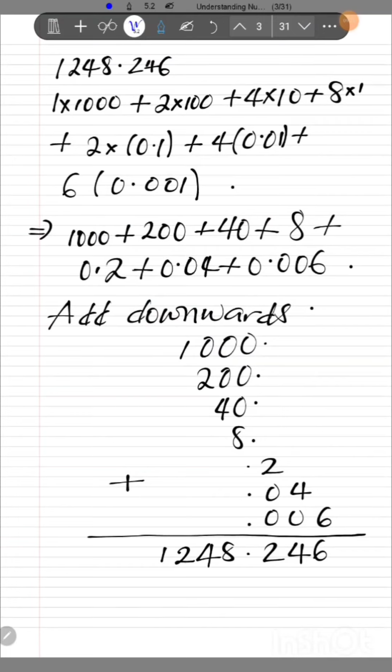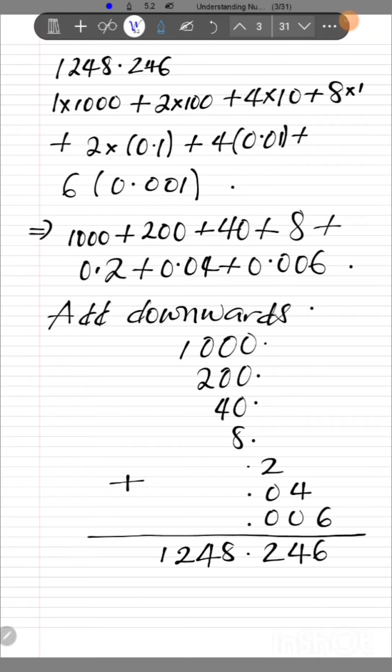Here it comes now in the expanded form. 1248.246. 1,000, 200, 4 which is 40, 4 times 10, and 8. You can simply see it, 1,248. The decimal part, 2 times 0.1, 4 times 0.01, 6 times 0.001. It's just tenth, hundredth, and thousandth. It's a decimal place here. This is how we expand it and see the power of each and every number.